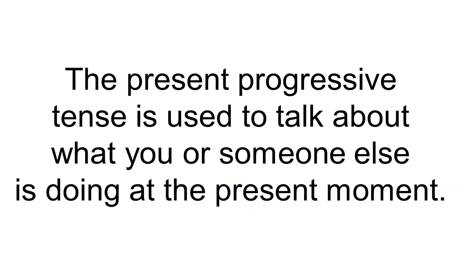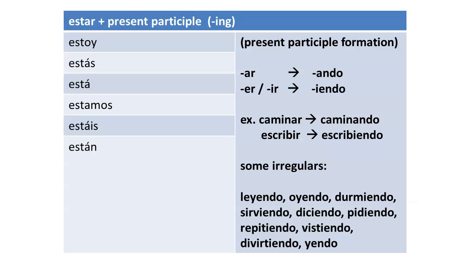Just a little bit of review first. What exactly is the present progressive verb tense? Well, it's a verb tense that is used in Spanish to talk about what you or someone else is doing at the present moment. In other words, it focuses specifically on what is happening now, right now, at this very moment. So how do you form the present progressive verb tense?